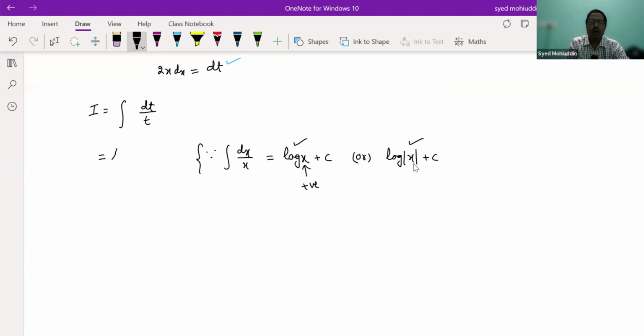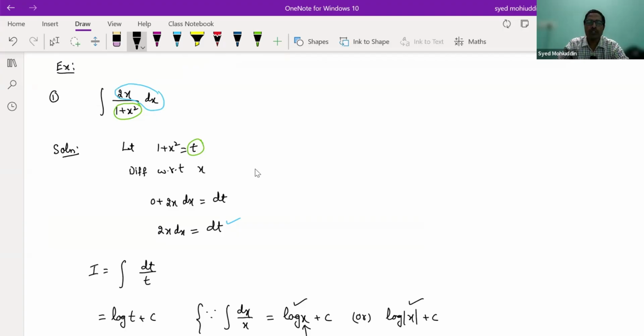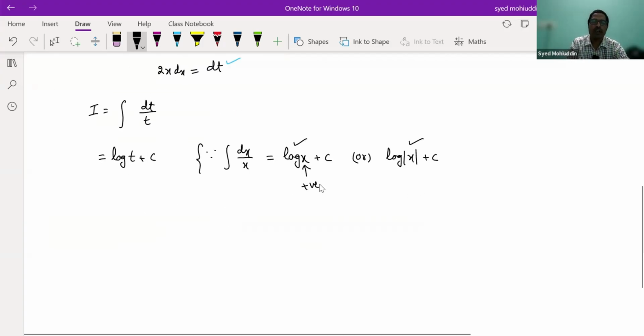Integral value will be log of t plus the constant c. But what is the value of t that we have substituted? t is 1 plus x square. So substitute that value back there. You will be getting log of 1 plus x square plus the constant c. That will be the required solution.